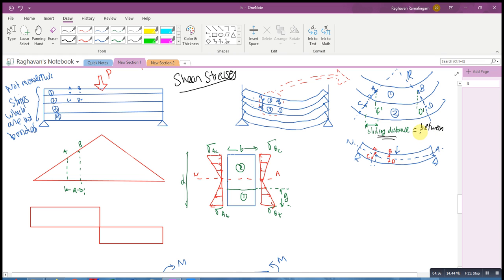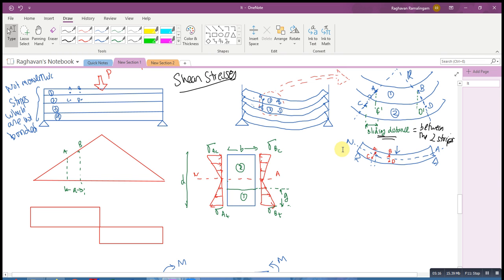It is something like you have two strips and they are not bonded to each other, so one is sliding over the other. So this is the distance over which the two beams are sliding over each other because there is no bonding between them.